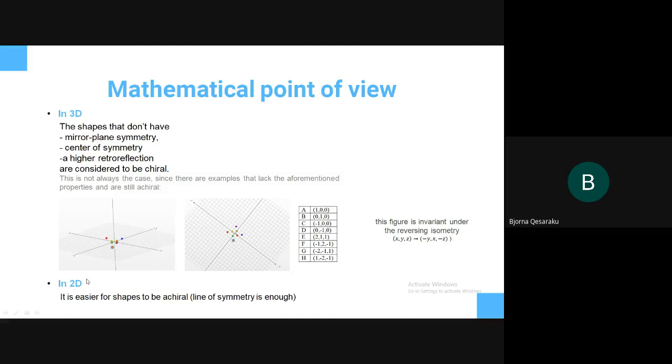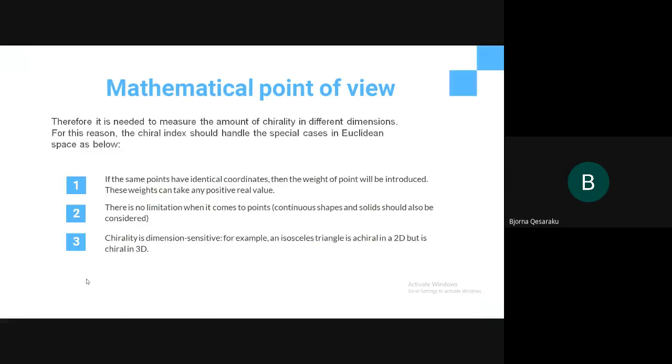In 2D, it is easier for shapes to be achiral because the line of symmetry is enough. If an object has a line of symmetry, then it is considered to be achiral. It is needed to measure the amount of chirality in different dimensions. For this reason, the chirality index that we will describe also later should handle the special cases of Euclidean spaces as below.